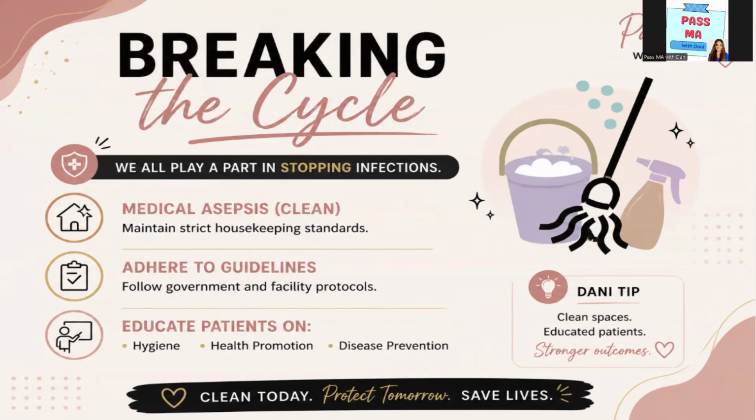And good news, we don't have to stop every single step. If we interrupt just one part of the chain, we can prevent the infection from spreading. One of the biggest ways we do this is through something called medical asepsis. This just simply means keeping things clean. This includes using proper cleaning techniques, sanitizing, disinfecting, maintaining a clean environment, and making sure the equipment and surfaces are disinfected regularly.